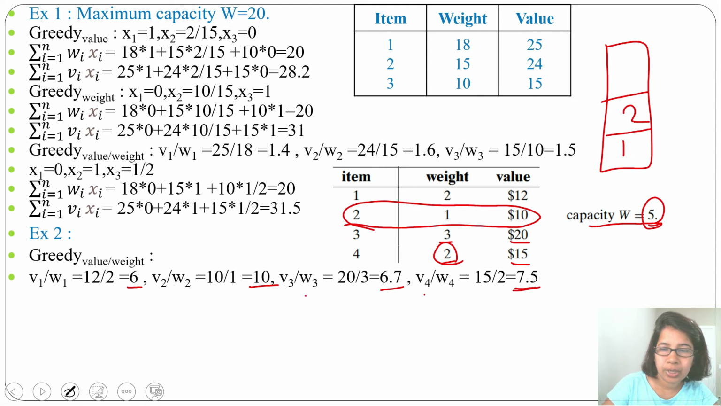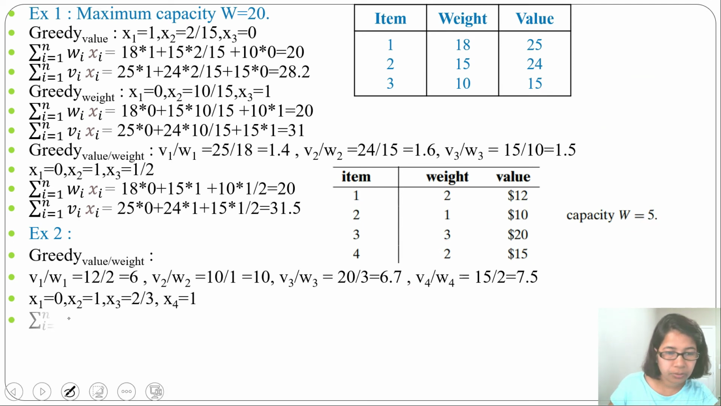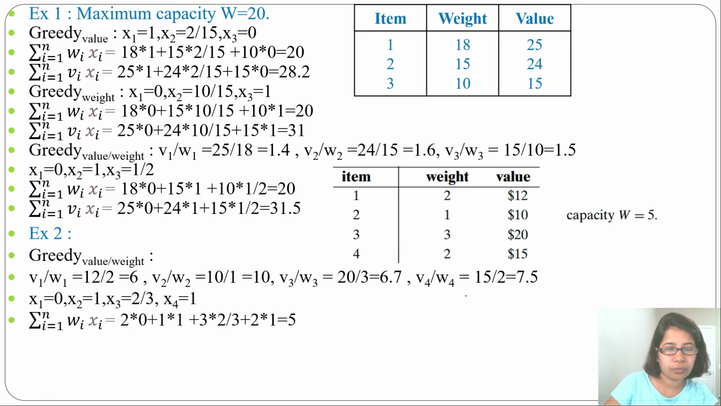Next I will choose item 3. Its value per weight is 6.7. So from that 3 I'll choose 2, so 2 divided by 3. So x1 equals 0, x2 equals 1, x3 equals 2 divided by 3 and x4 equals 1. We are choosing item 2 and item 4 completely. 1 plus 2 equals 3. Next we are choosing 2/3 of item 3. Now find total weight. Total weight equals 5.